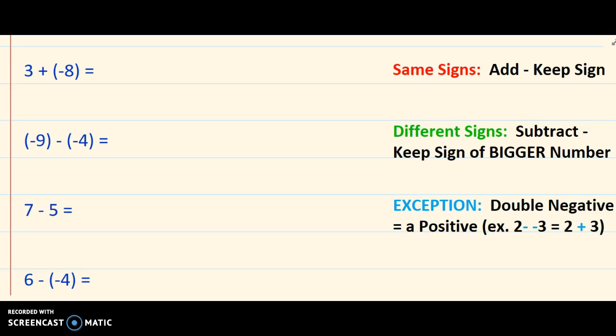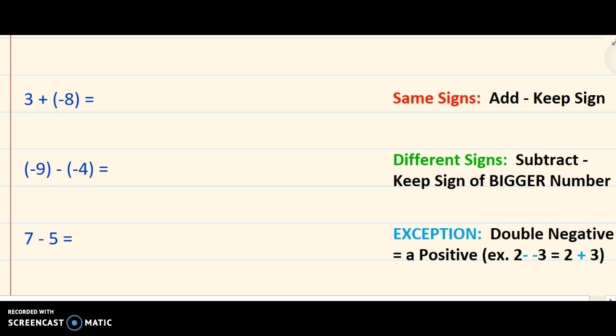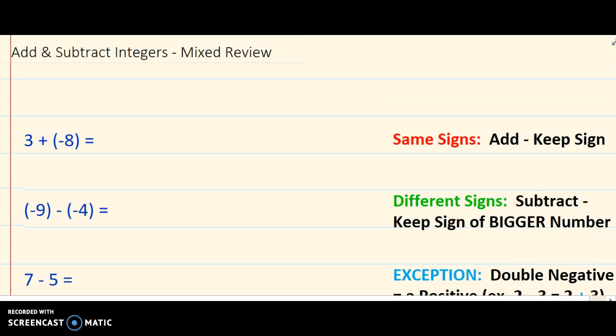For example, 2 minus negative 3 is actually going to equal 2 plus 3. If you keep these rules in mind, there's really not much that can get in the way of you being successful with adding and subtracting integers. All right, for starters, the signs are important. So the first thing you ought to do is determine the signs.